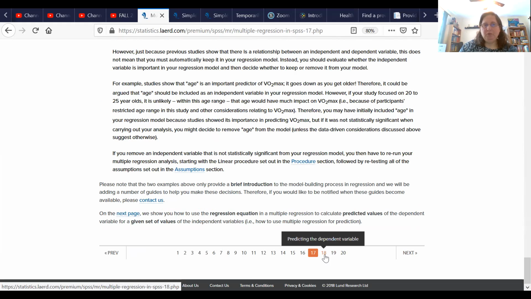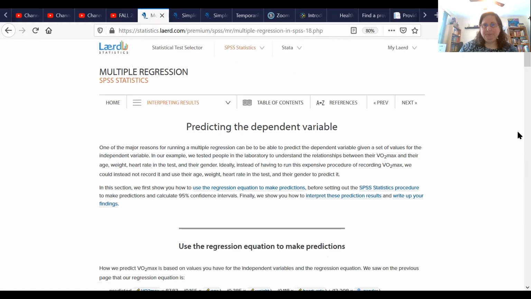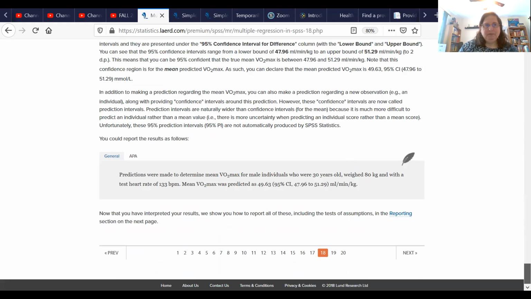Now there's one other thing I would like you to do, and it's at the bottom of this. Okay, let me put it on APA, excuse me. Predictions were made to determine mean VO2 max for male individuals who were 30 years old, weighed 80 kilograms, with a test heart rate of 133 beats per minute. The mean VO2 max was predicted to be this, with a 95% CI of this.